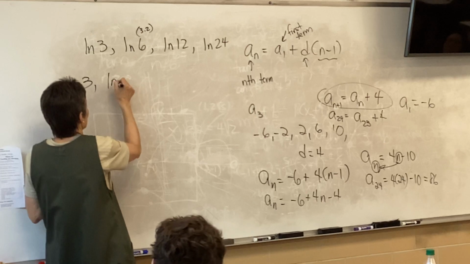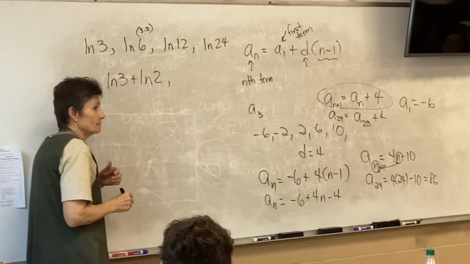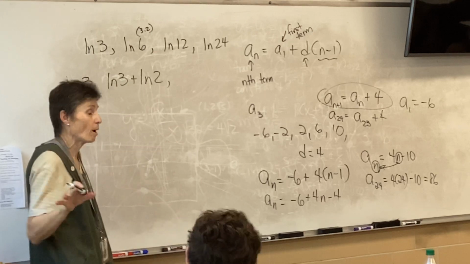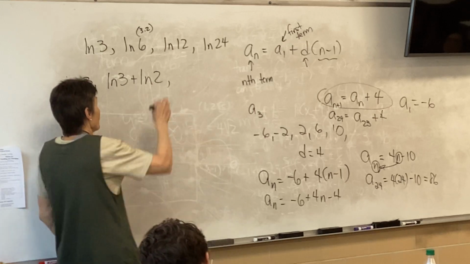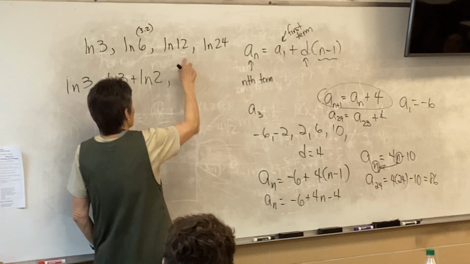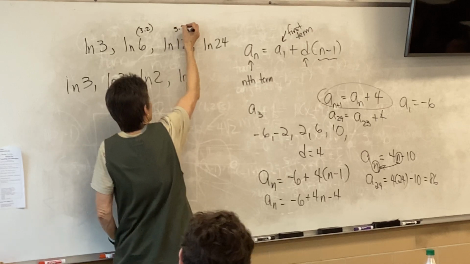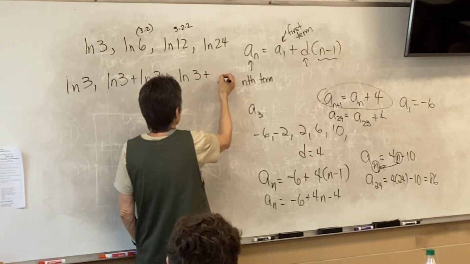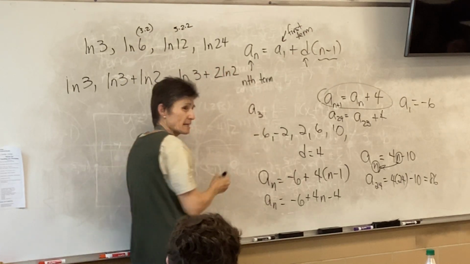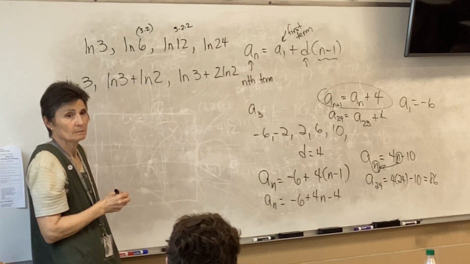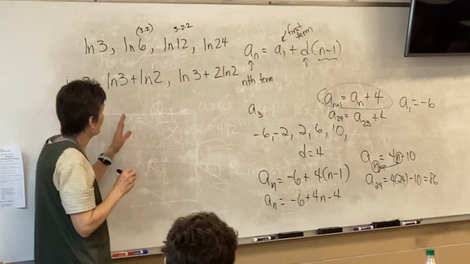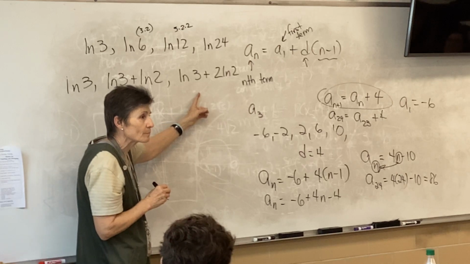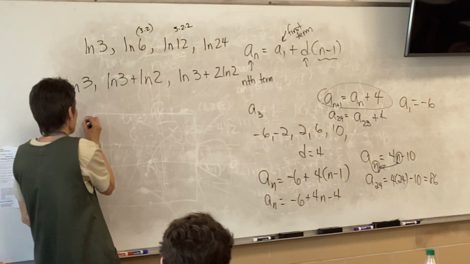Exactly. So this is going to be ln3 plus ln2. Remember, when the logarithms are added, the numbers are multiplied. That's one of your main basic properties of logarithms. Okay, what about this one? What's this one now? It's going to be 3 times 2 times 2. So it's going to be ln3 plus 2 ln2's. Is that okay with you? ln3 plus ln2, ln3 plus 2 ln2. So without doing any more, what appears to be being added here? ln2.